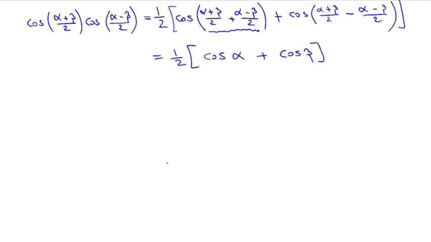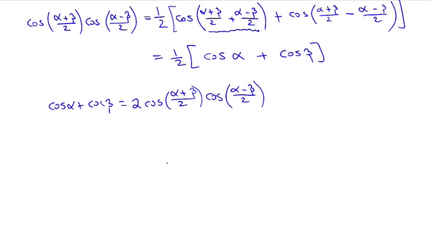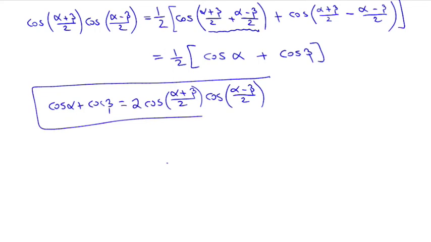So now if I manipulate it right, I have cosine of alpha plus cosine of beta is equal to, move the 2 to the other side, and you get 2 times cosine of alpha plus beta over 2 times cosine of alpha minus beta over 2. And this becomes known as a sum to product formula. This one's not used as often as the first one, but it's still kind of cool in a weird way.